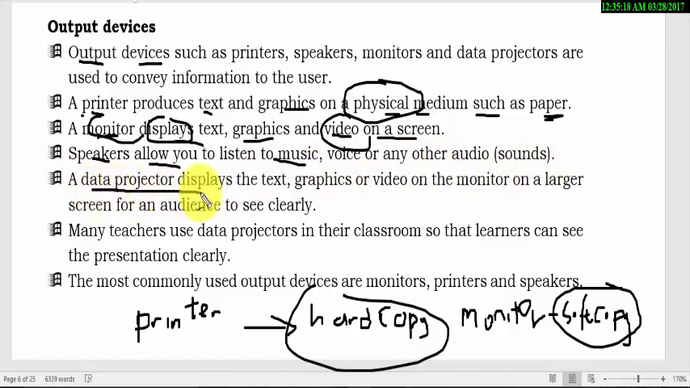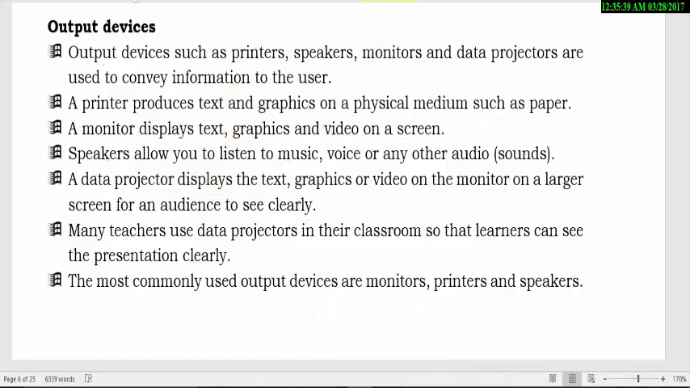A data projector displays the text, graphics, and video from the monitor on a larger screen for an audience to see clearly. Audience means, let's say, students or people in the classroom. We are using a projector for them to see what we are explaining. Thank you very much. So we can proceed to look at our work in this way.